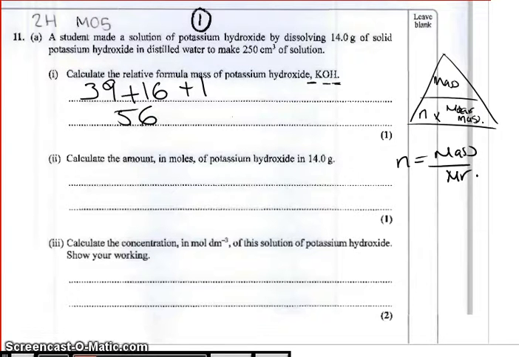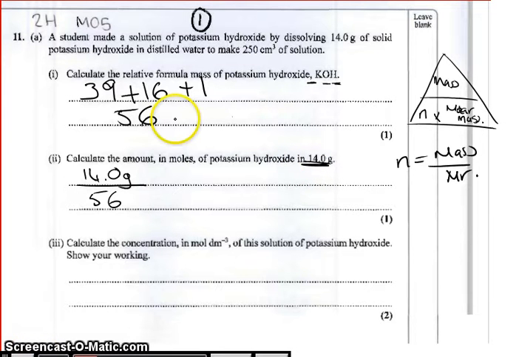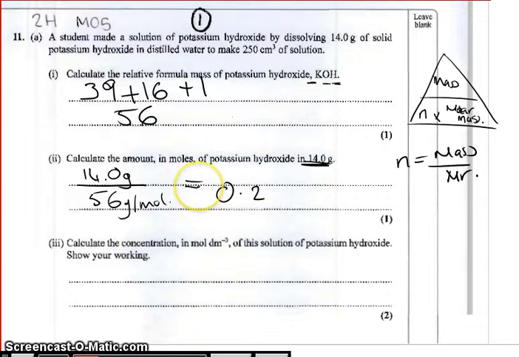Okay, so then what is our mass? Our mass is 14 grams and our Mr is 56 grams per mole. So if we divide them into each other according to the formula, we get an answer of 0.25 moles. If you look at the units, it's a bit of a hint, because the grams and the grams cancel and you're left with a unit of moles.